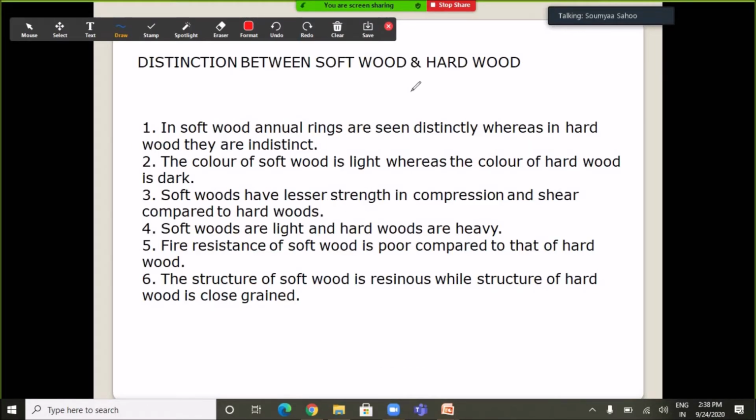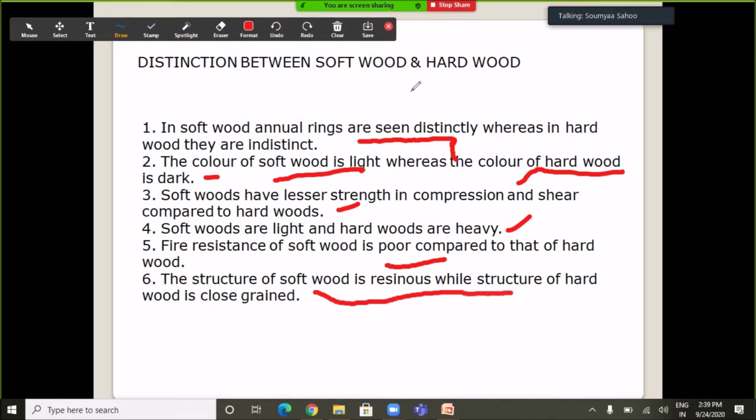So what are the distinctions between softwood and hardwood? In softwood, the annual rings are seen distinctly, whereas in hardwood, they are indistinct. The color of softwood is light, whereas the color of hardwood is dark. The softwoods have lesser strength in compression and shear as compared to hardwood. Softwoods are light and hardwoods are heavy. Fire resistance of softwood is poor as compared to the hardwood. The structure of softwood is resinous, whilst the structure of hardwood is coarse-grained.